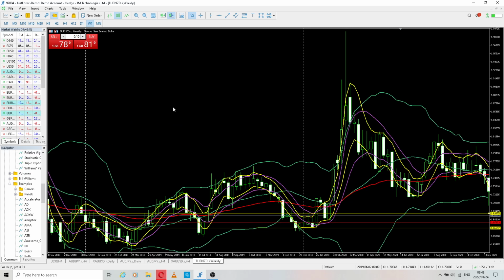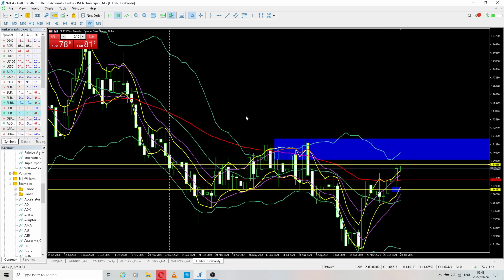So on weekly, that zone is around there. So we might see the market going to that zone and create an extreme right there. Then when that extreme is created, we might see the market moving to the downside. But let's just wait and see.